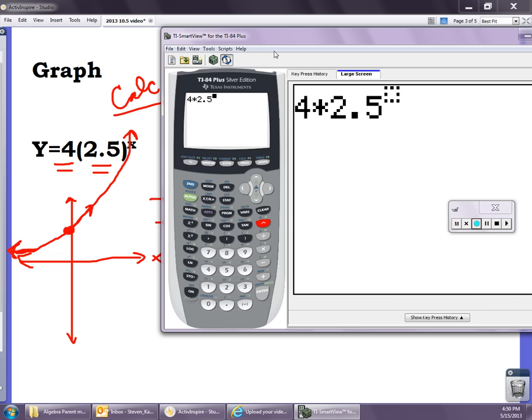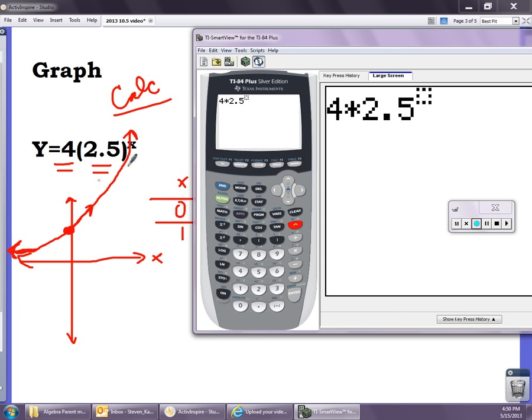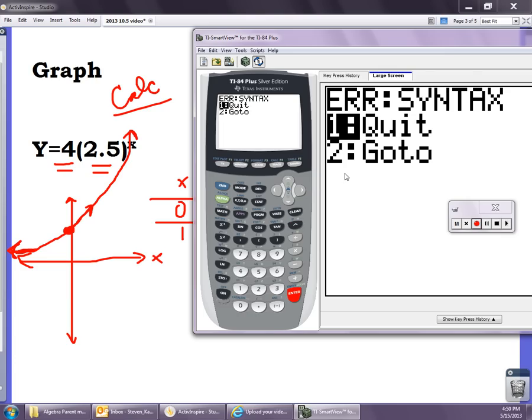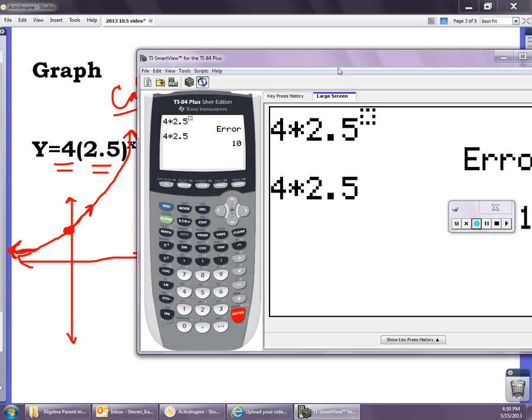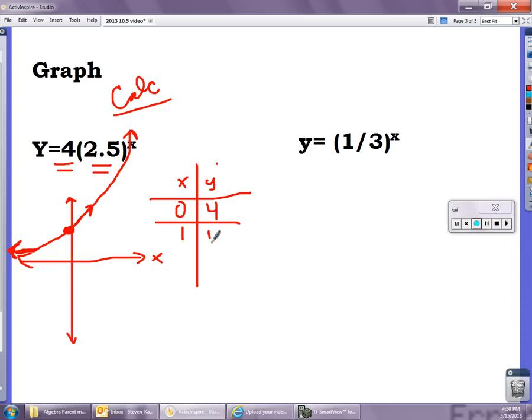Well, actually, are we doing 1? Oh, well, that's actually pretty easy. 2.5 to the first power is 2.5. So 2.5 times 4 is, oh, sorry about that. There is no exponent. 4 times 2.5 is 10. So we know that when x is 1, y is 10. So that kind of helps you understand where the other points are.